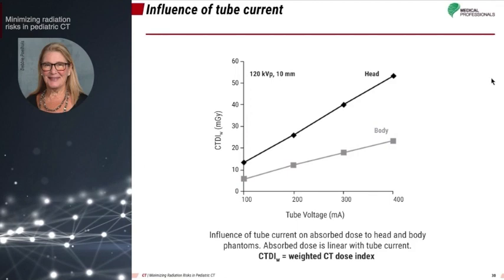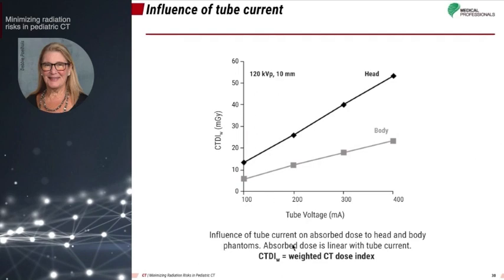The relationship between the tube current and the radiation dose is linear, which means that increasing the tube current by 50% will result in a 50% higher dose. Here we go from 200 mA to 400 mA, which increases the patient dose from here to here.